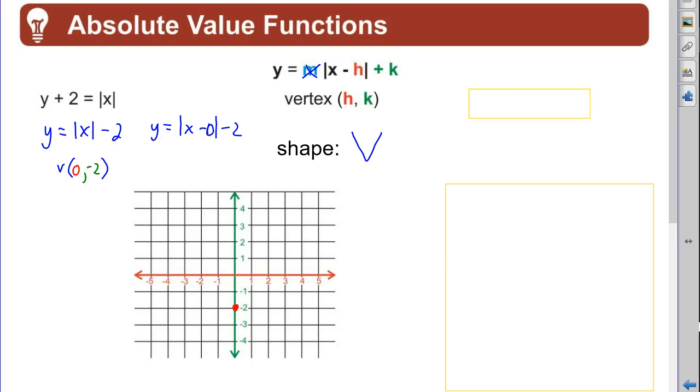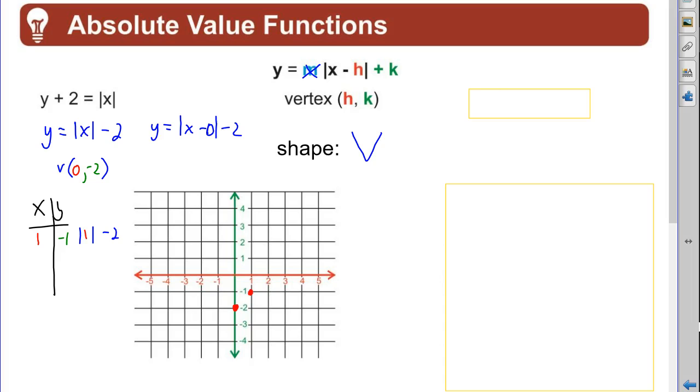Now I'm expecting a V shape, so I'm going to use an XY chart. I already have 0, so I'm going to go 1 point to the right of my vertex. I'm going to use a 1. So sub in 1 into the function: the absolute value of 1 minus 2. The absolute value of 1 is 1, and 1 minus 2 is negative 1. So I have the point 1, negative 1 right there.